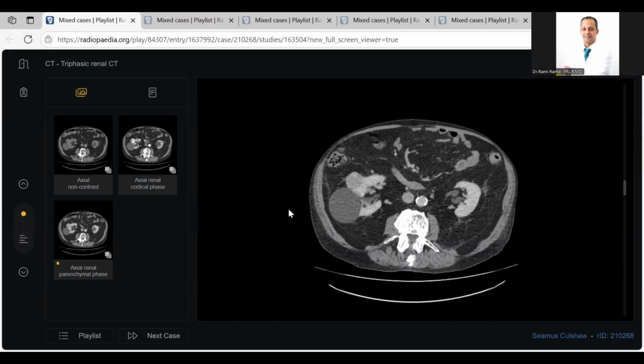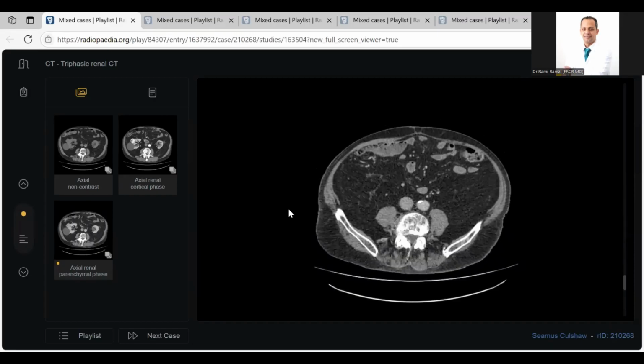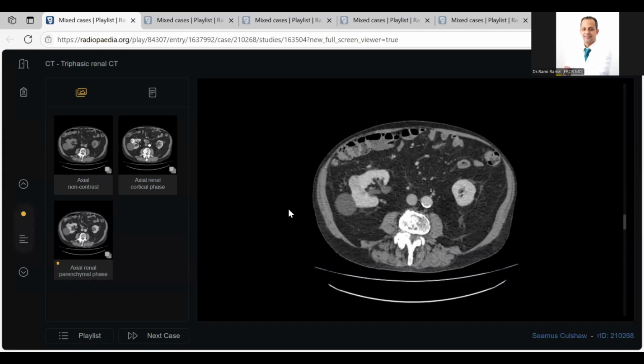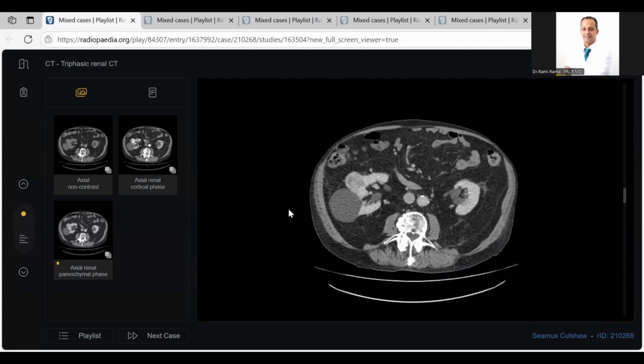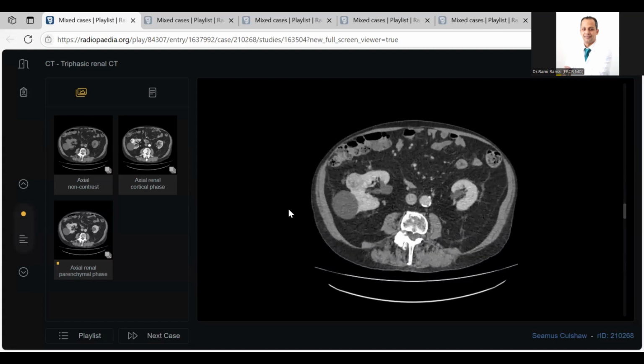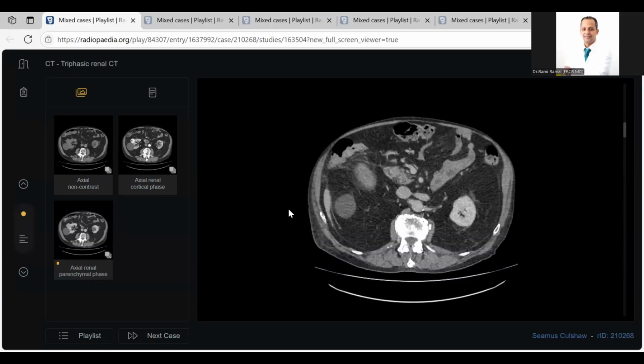There are no surrounding findings. So my differential diagnosis is that it is likely a malignant exophytic renal cystic necrotic mass. And I would advise biopsy for correlation for this.